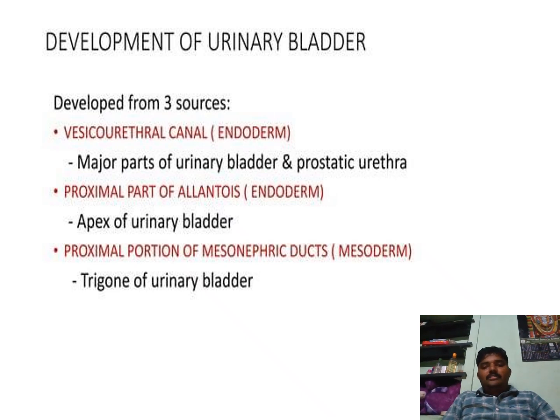The development process has three sources of the urinary bladder. One is the vesicourethral canal, that is the endoderm. It's a major part of the urinary bladder and the prostatic urethra. The proximal part of the allantois is the endoderm, the apex of the urinary bladder. Then the proximal portion of the mesonephric duct, that is mesoderm, forms the trigone of the urinary bladder. These are the three sources that mainly form the urinary bladder.